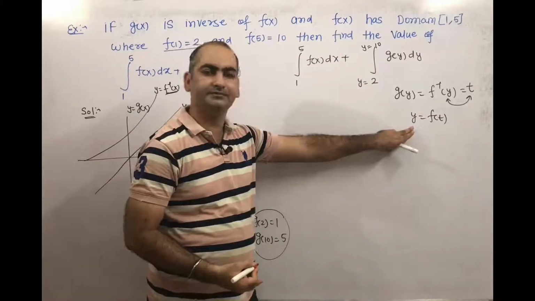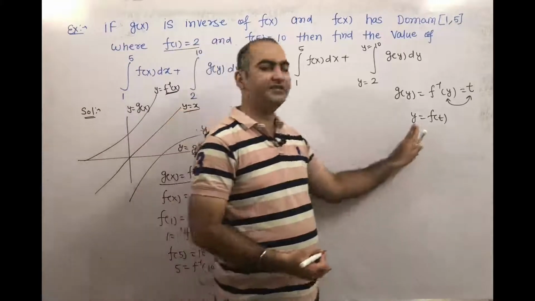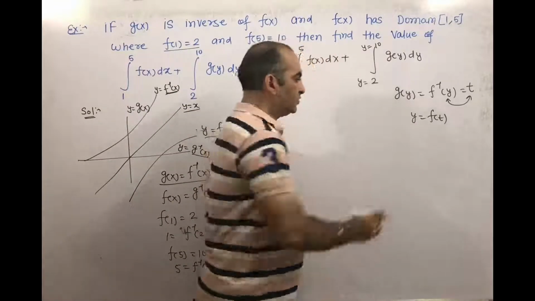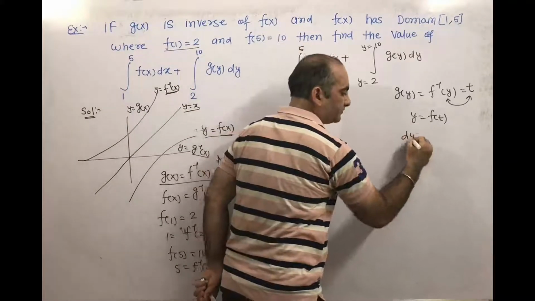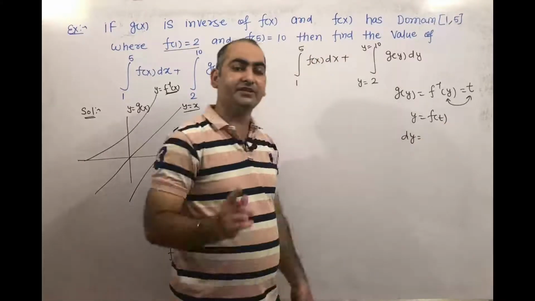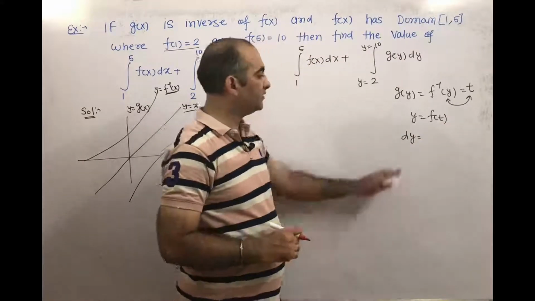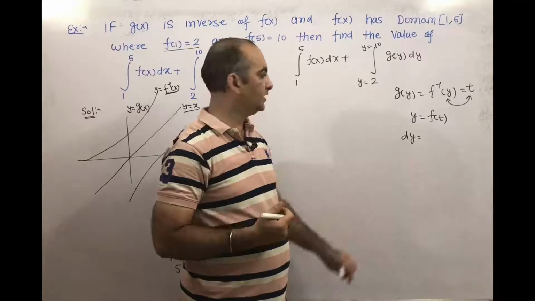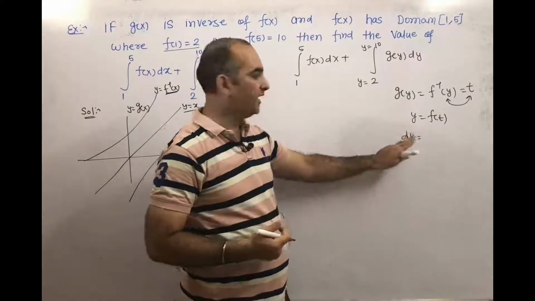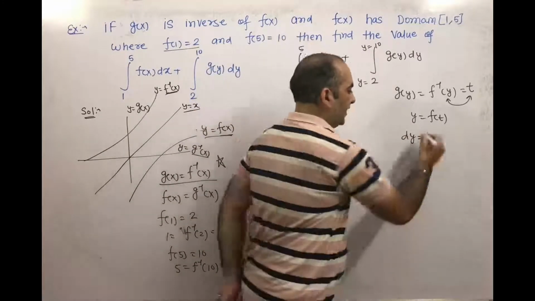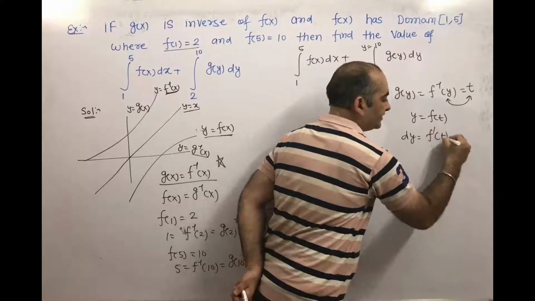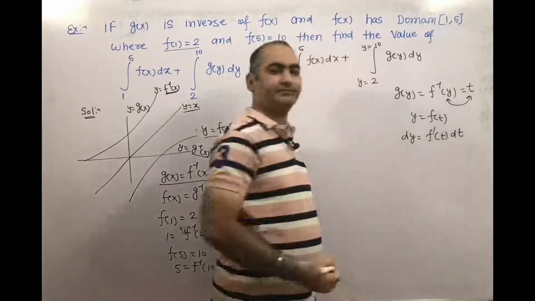Then if you differentiate this with respect to y, y differentiation gives dy, and f of t differentiation with respect to t, correct? Y differentiation gives dy, and f of t differentiation gives f dash t dt.